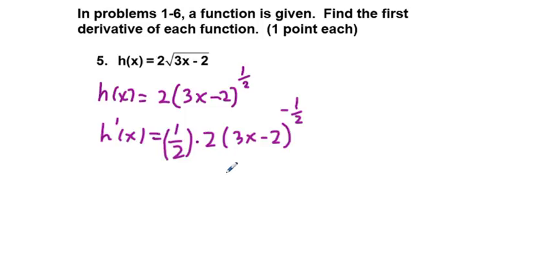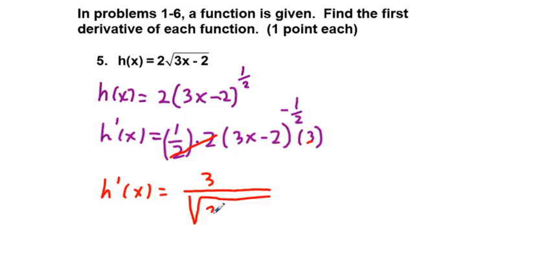And now there is one other thing, which is the derivative of the inside. The derivative of 3x minus 2 is 3. So in simplifying and writing our answer, the 1/2 and 2 cancel each other. So we have h prime of x is equal to 3 in the numerator, and this 3x minus 2 to the negative 1/2 power is just going to be the square root of 3x minus 2 in the denominator.